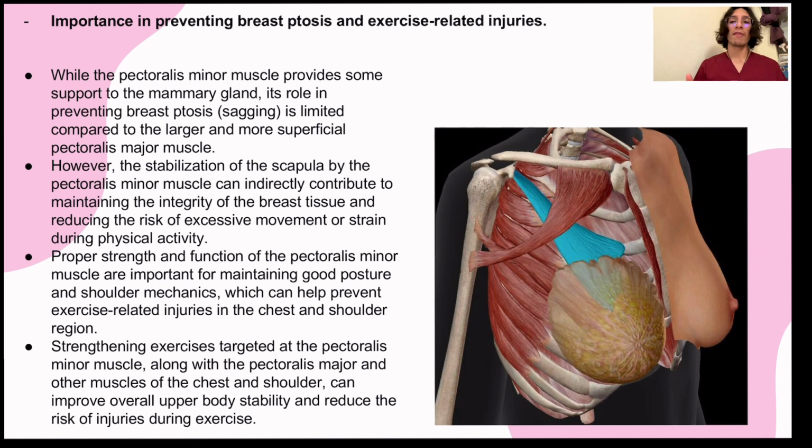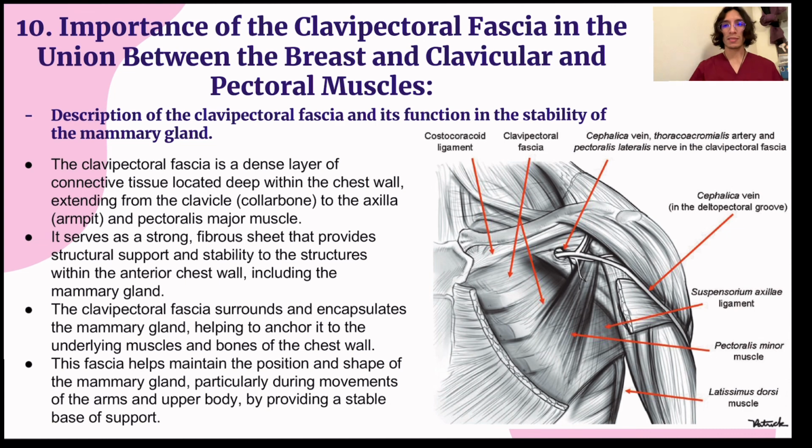Proper strength and function of the pectoralis minor muscle are important for maintaining good posture and shoulder mechanics, which can help prevent exercise-related injuries in the chest or shoulder region. Strengthening exercises targeted at the pectoralis minor muscle, along with the pectoralis major and other muscles of the chest and shoulder, can improve overall upper body stability and reduce the risk of injuries during exercise.